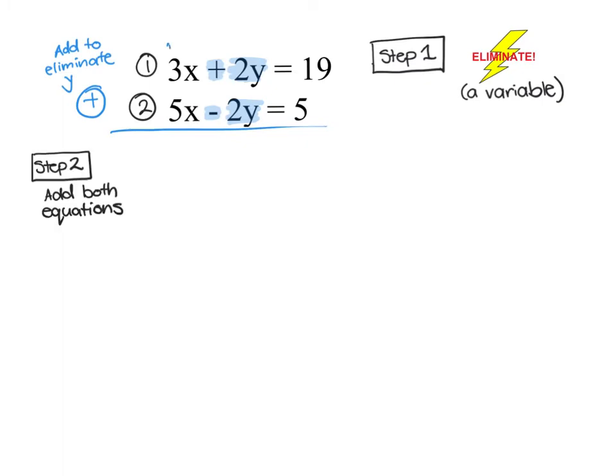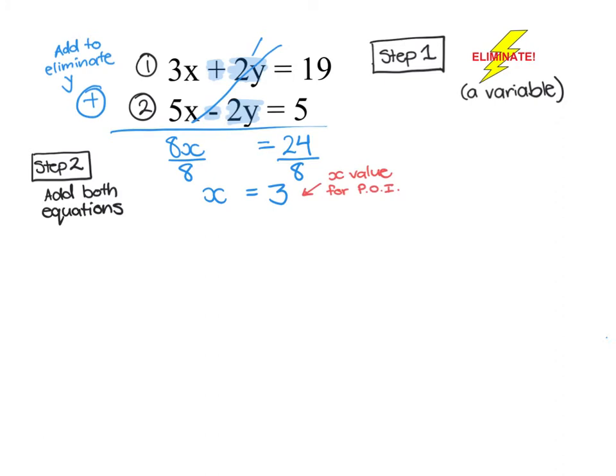Step 2, we're going to add both equations. So let's start off here. 3x plus 5x is 8x. Okay, now the 2y, we can just actually cancel that because we know that equals 0. So don't even bother writing that. Then the equal sign, and then 19 plus 5 equals 24. So here is our algebraic equation. To get rid of the 8 attached to the x, we divide both sides by 8. So 8x divided by 8 is just x, and 24 divided by 8 is 3. So we have our x value for the point of intersection.